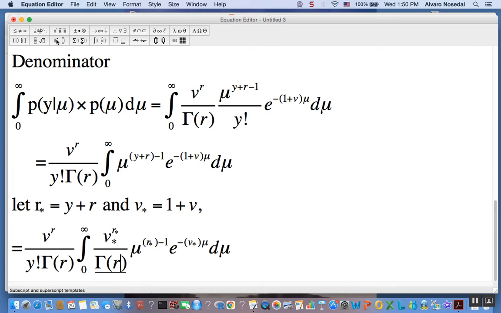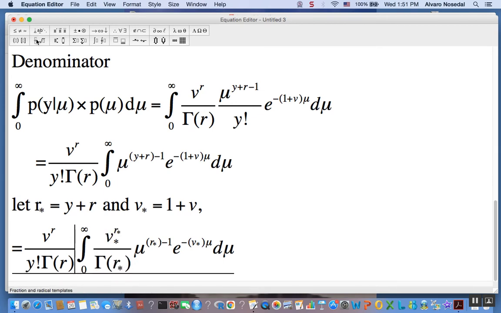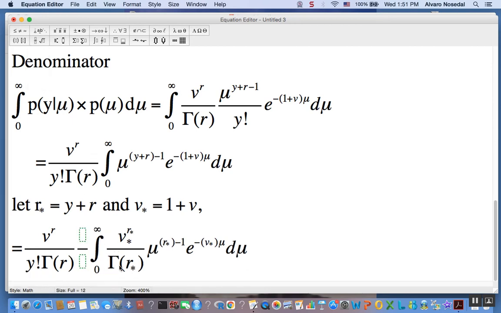R star. Okay. So these are constants, so no problem. We can multiply by a constant here, but if we do that, in order to do things legally from a mathematical standpoint, we have to multiply by the reciprocal. So let's do that outside the integral.